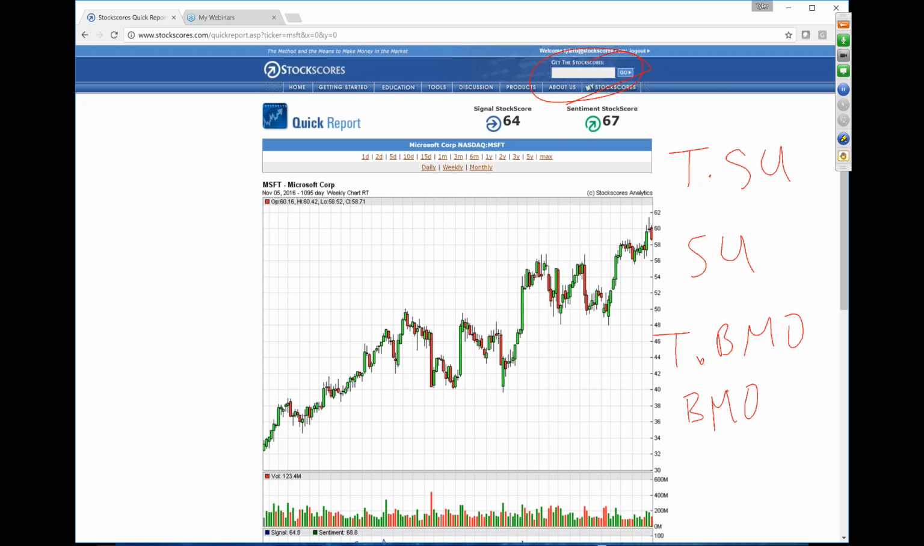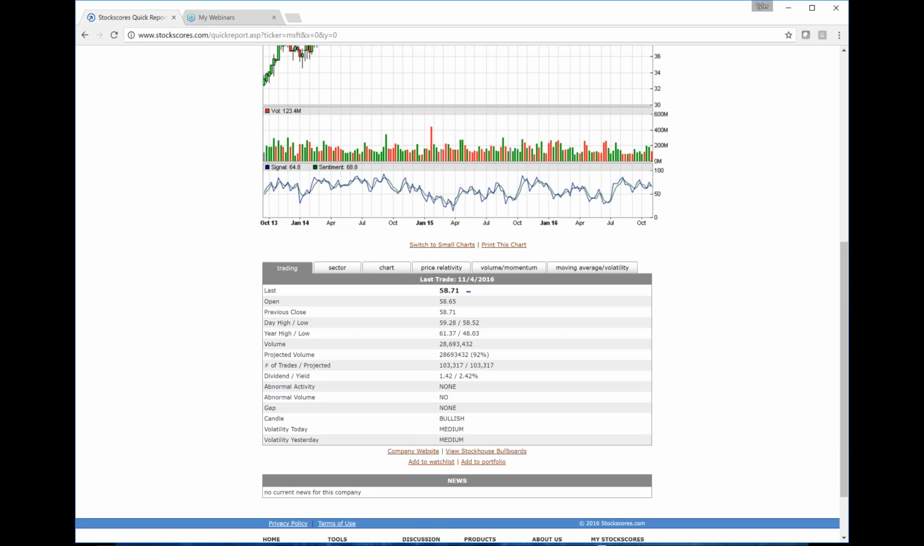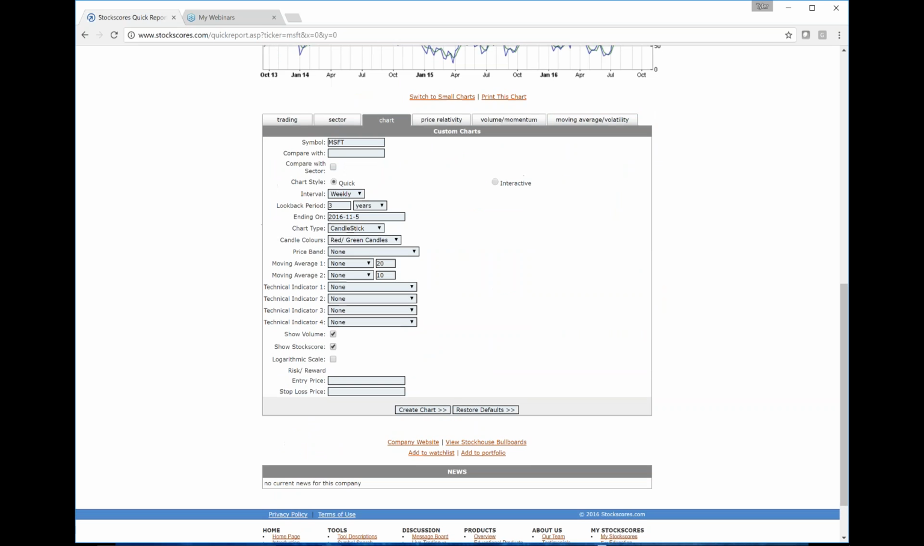All right. So let's first just show you how you change your chart to a weekly chart. As I said, I've already done this, but you can see here that I've got my interval set to weekly and my look back period set to 3 years. Okay, and that to me is the ideal setup. You could plot moving averages. You see here I've got none selected. Some people like to use moving averages. I don't, but I do like to see that the show stock scores and show volume are turned on. So there's little check boxes there. You want to make sure those are turned on.